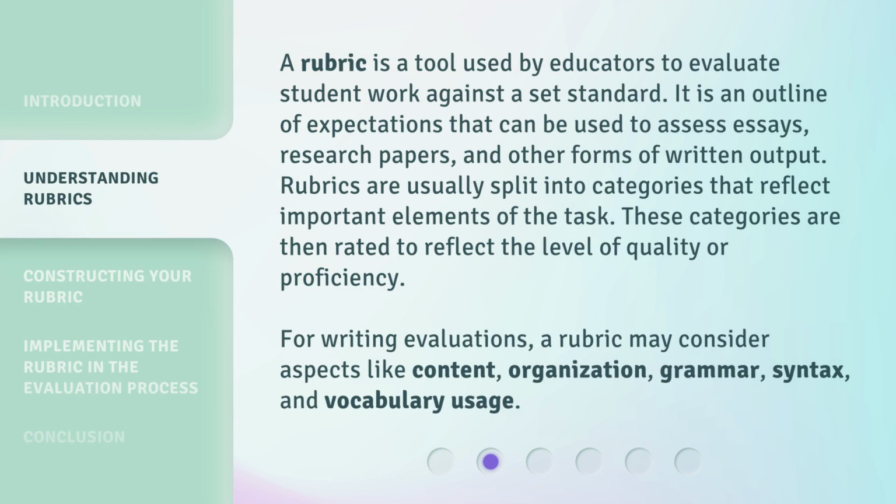A rubric is a tool used by educators to evaluate student work against a set standard. It is an outline of expectations that can be used to assess essays, research papers, and other forms of written output. Rubrics are usually split into categories that reflect important elements of the task. These categories are then rated to reflect the level of quality or proficiency. For writing evaluations, a rubric may consider aspects like content, organization, grammar, syntax, and vocabulary usage.